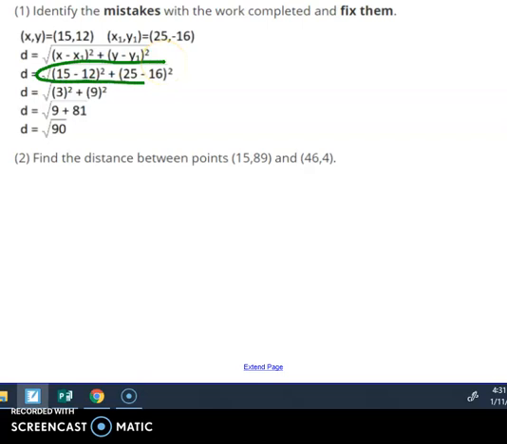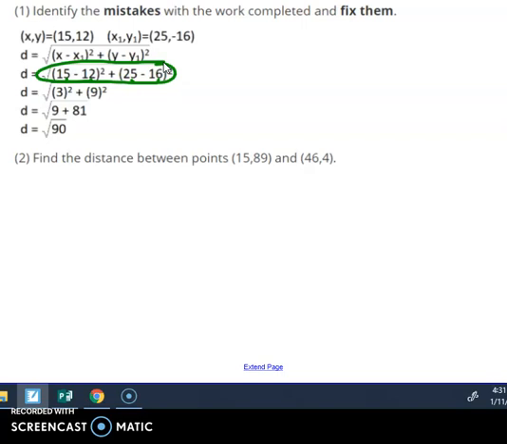So in this problem here, there are two mistakes actually in this row. Instead of subtracting the two x values, we're subtracting an x and a y. So it's 15 and 12. Here we do an x and a y as well. So the first mistake there is that we're not subtracting the two x values and then the two y values.